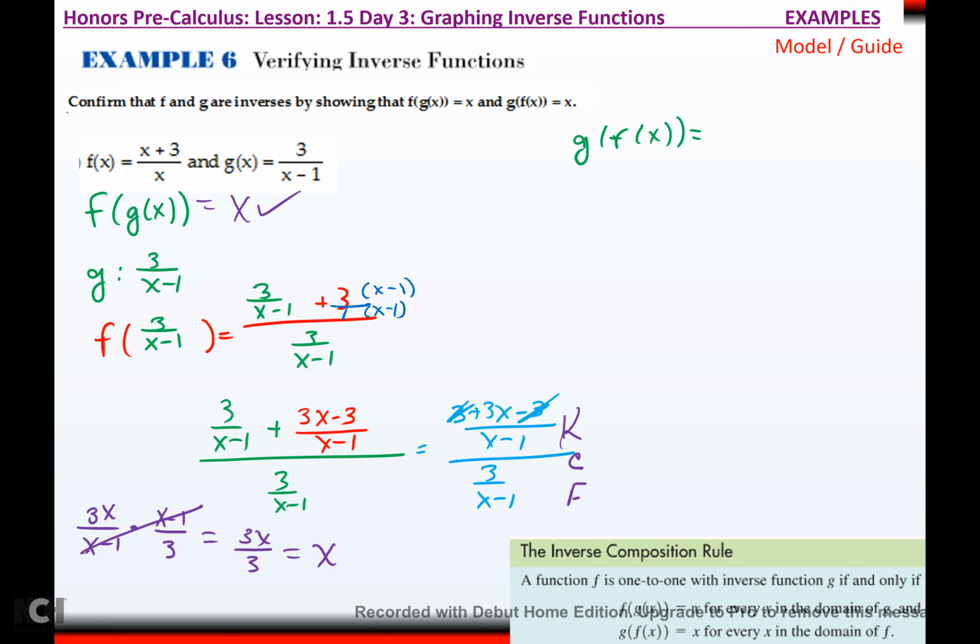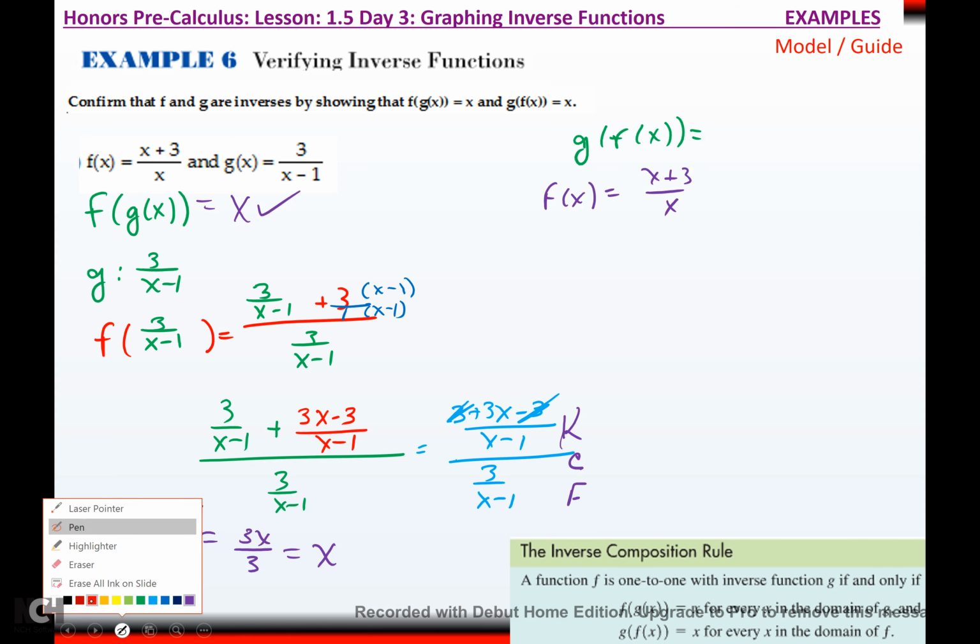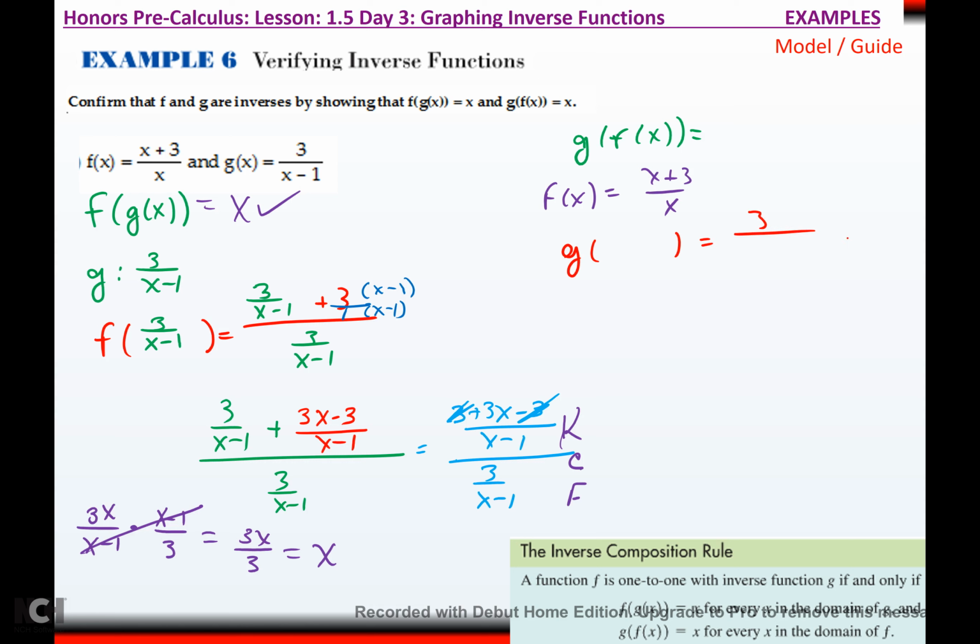So far I can say yes, but I got to prove that the other one is true. So we're going to start with f of x on this one, which is x plus 3 over x, and we're going to g. G says 3 over whatever you brought minus 1. I brought x plus 3 over x.